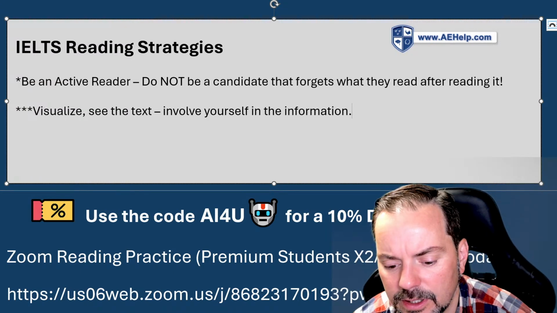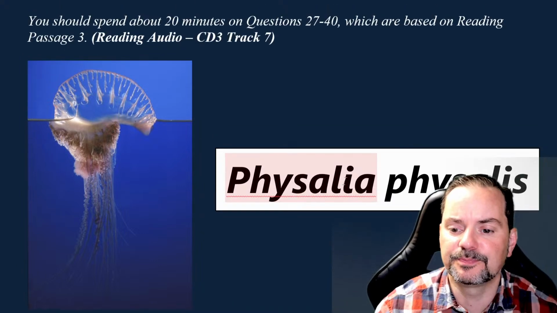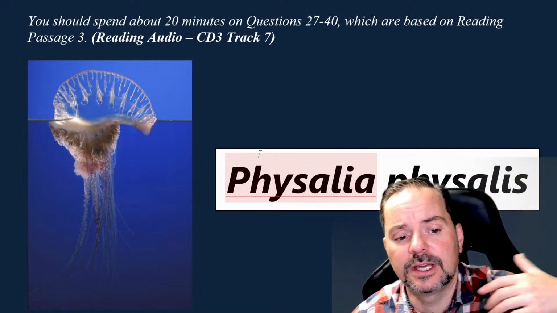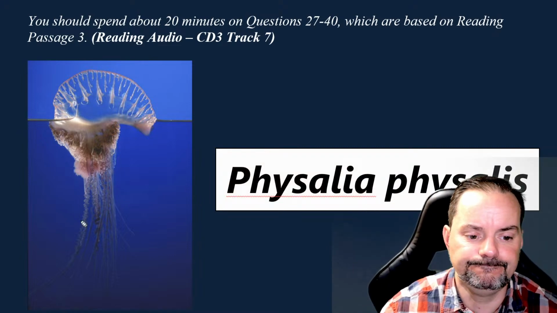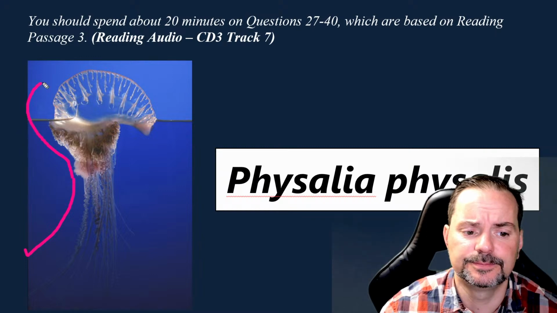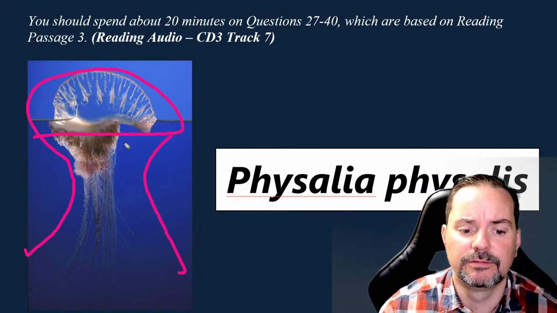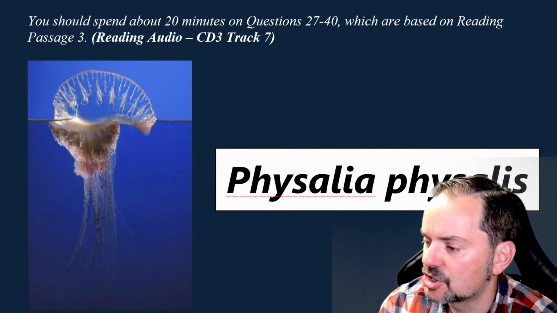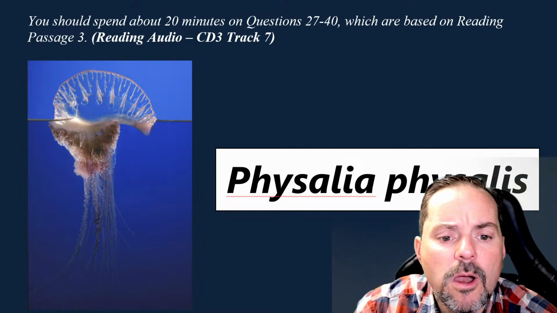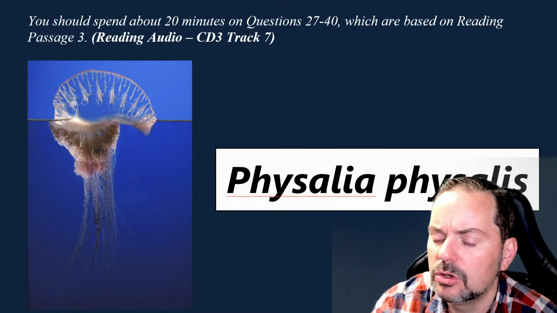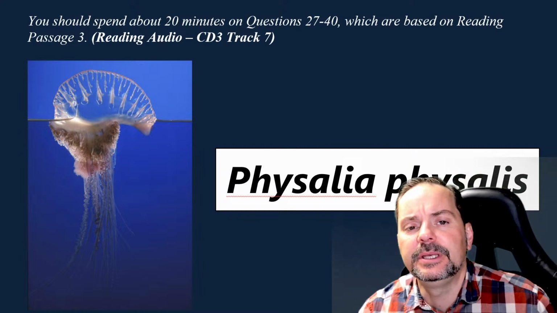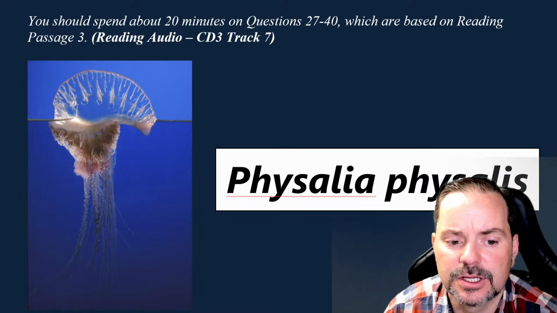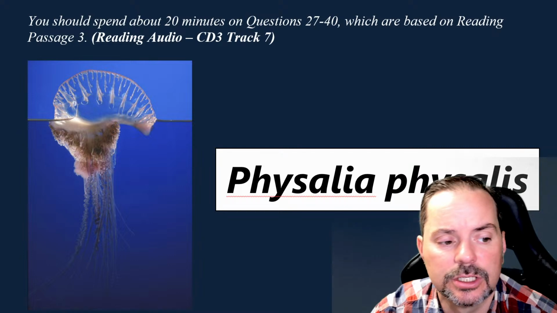I'll give you an idea of what I mean. So here we have this Physalia physalis, and clearly we can see that this is some kind of jellyfish, right? Most of us are familiar with these so-called jellyfish, right? So how can you involve yourself? What can you do to help you be active with this reading? How can you visualize this content so that your brain really pays attention to the information?